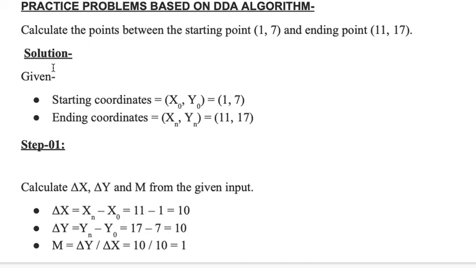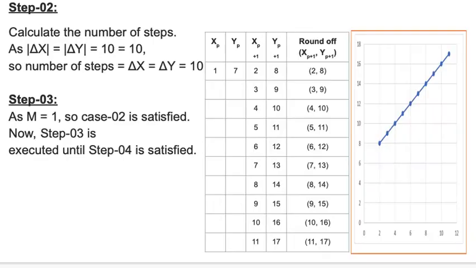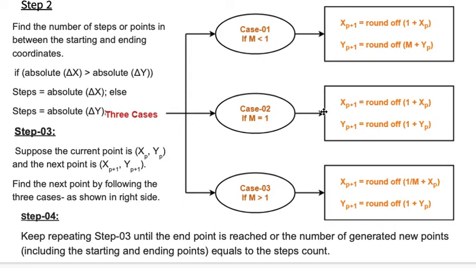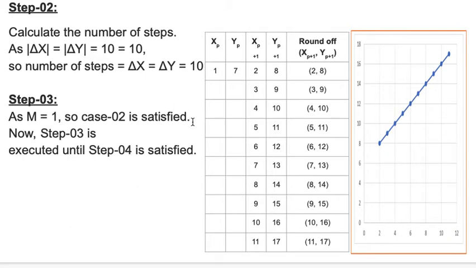Now step 2: calculate the number of steps. Both are 10, isn't it? So you can see here delta x is also 10 and delta y is also 10, or you can count 1, 2, 3, 4, 5, 6, 7, 8, 9, 10. So the number of steps, where delta x equals delta y, is 10, and as m equals 1 in step 3, case 2 is satisfied.